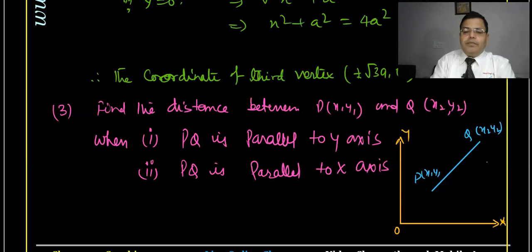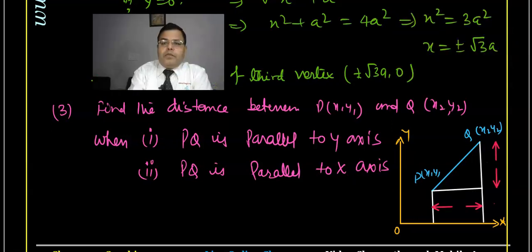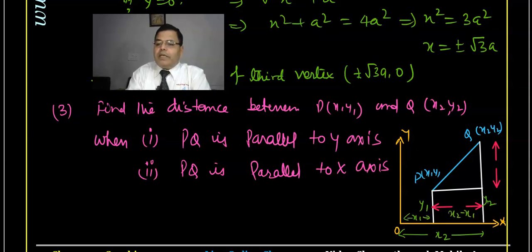So if you plot this graph, you will find the distance can be determined as follows. This is y2 and this is y1, and from here this distance is x2 and this distance is x1. So this distance will be x2 minus x1 and this distance will be y2 minus y1. The distance y2 minus y1 is parallel to the y-axis, and parallel to the x-axis the distance is x2 minus x1.